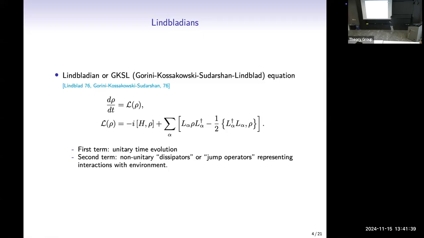And then the second part is specified by the set of operators, L alpha. I will introduce some examples later, but this describes how the system couples to the environment. We call this operator either a jump operator or dissipator or something like that. Okay, so just as a specific example of non-unitary time evolution dynamics, I will consider Lindbladian time evolution.